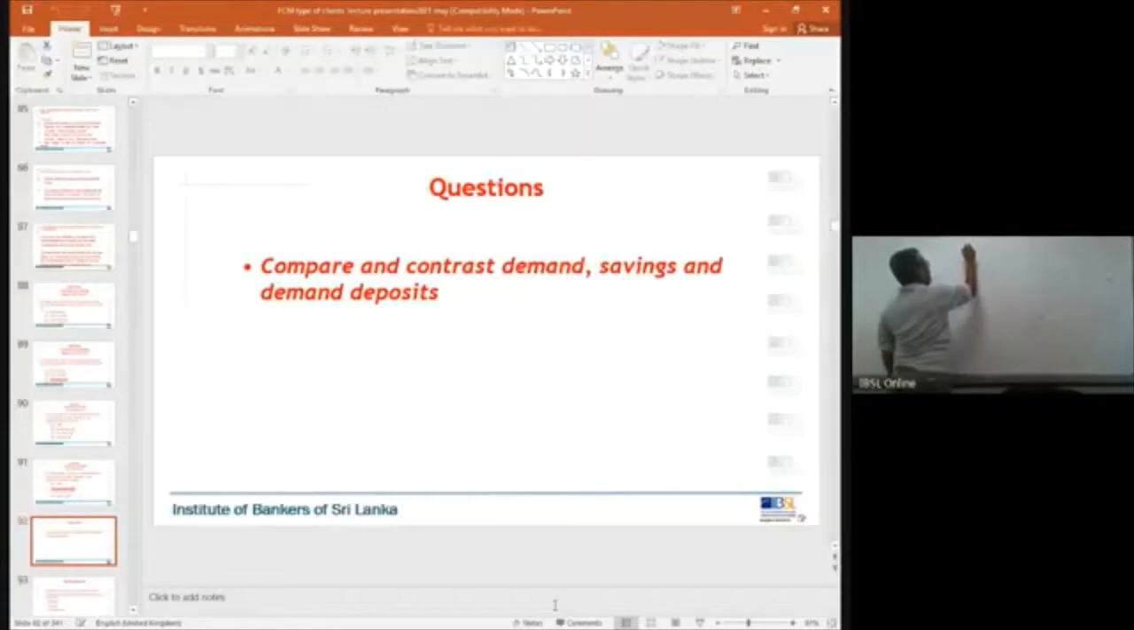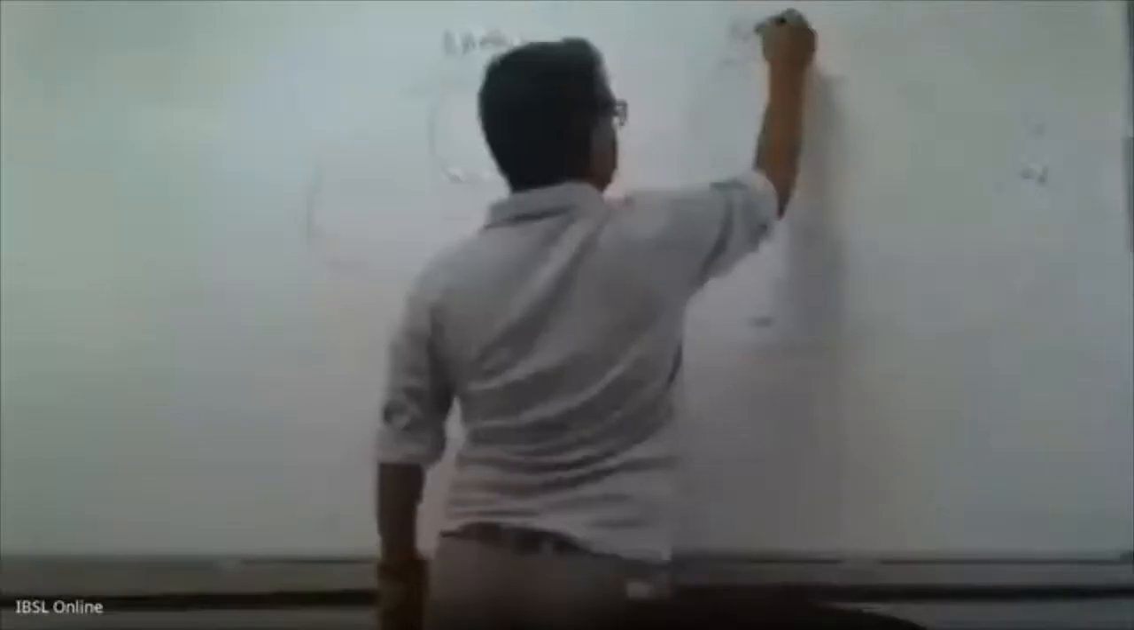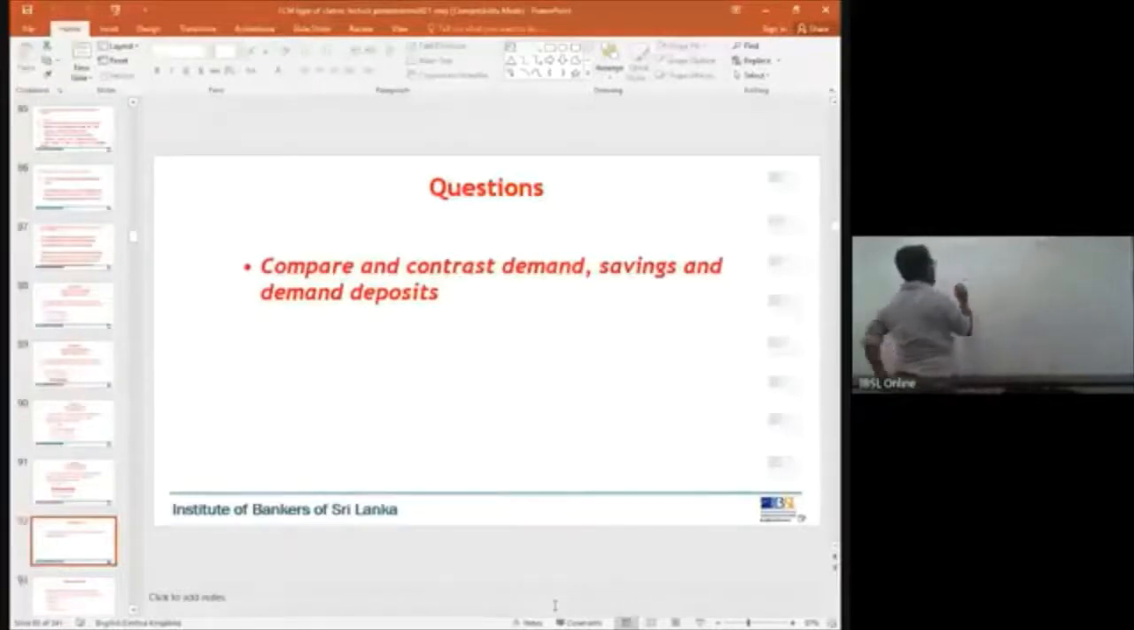bank A and bank B. Now they say 5 year deposits. We pay you 30% at maturity. Big advertisement, for example, 30% 5 year deposit at maturity, annual interest rate, right?